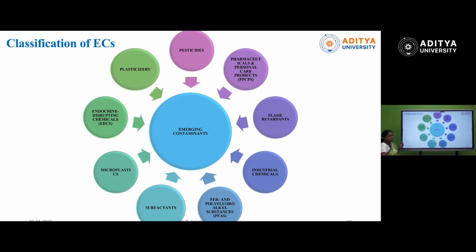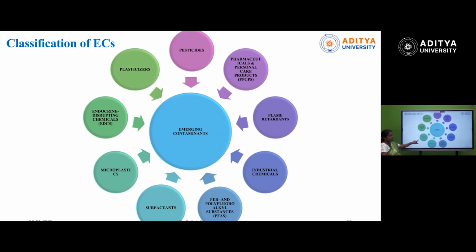Next one is flame retardants. Generally, it is used in fire extinguishers and all. And industrial discharge, obviously, chemicals will be there. And another one is PFAS. This comes under the category of POPs, that is persistent organic pollutants, per- and polyfluoroalkyl substances. Simply we will call it PFAS. Another one, surfactants. Obviously we know we are using soaps and all for washing. So these chemicals will come here.